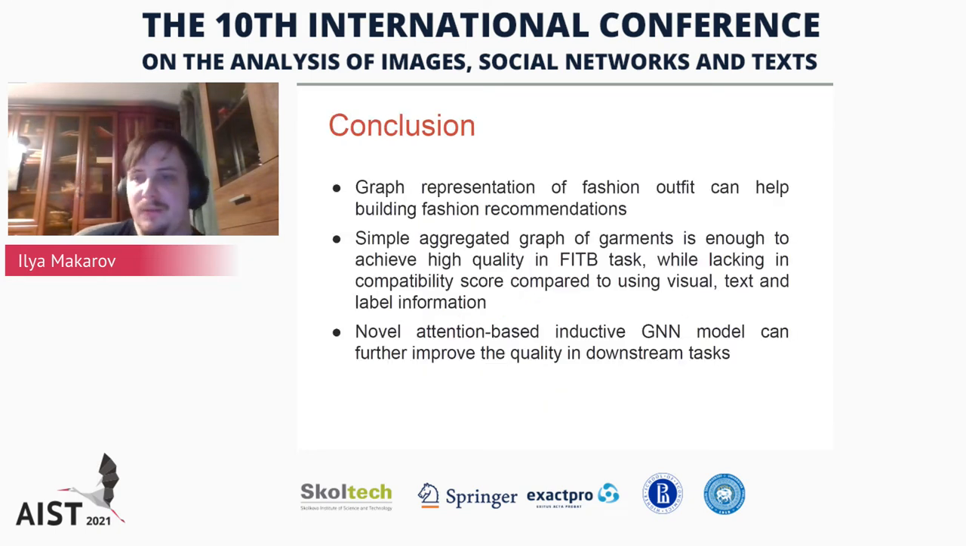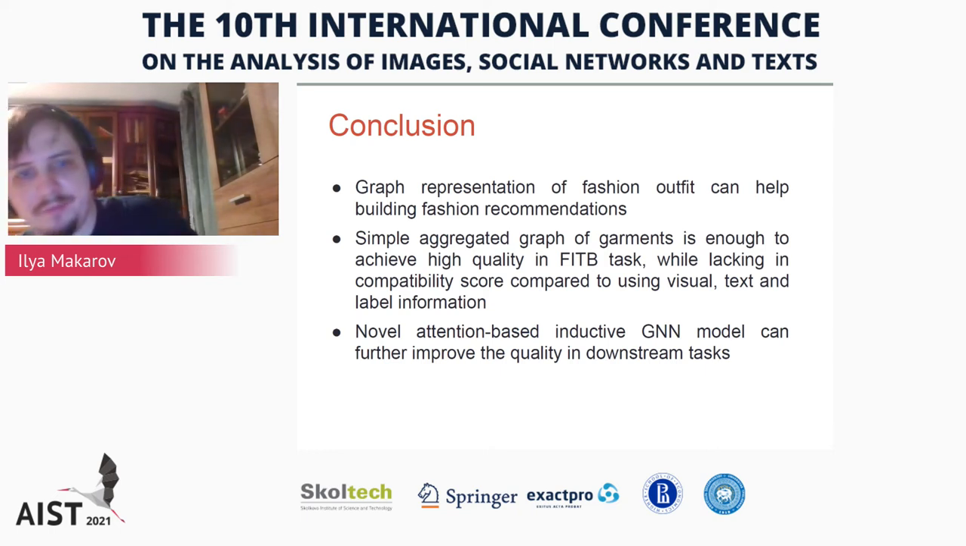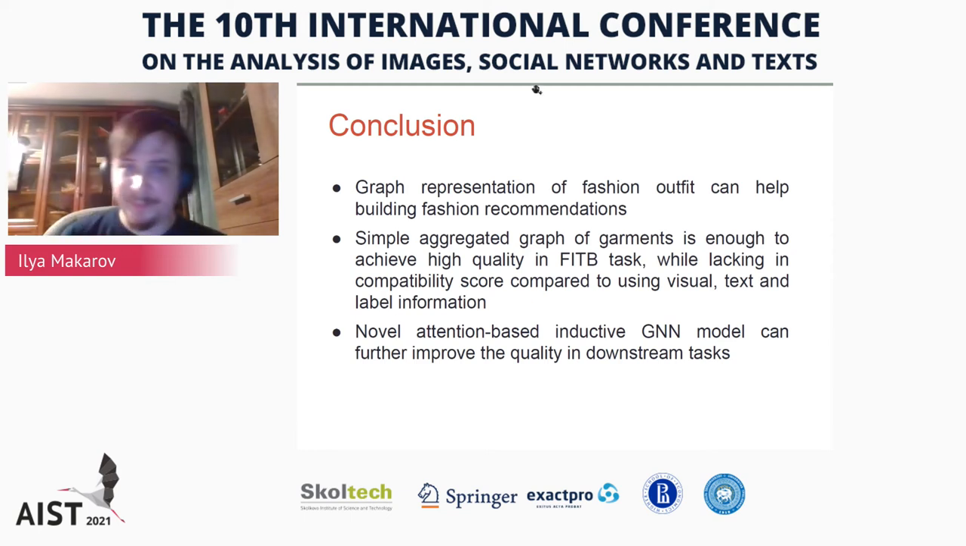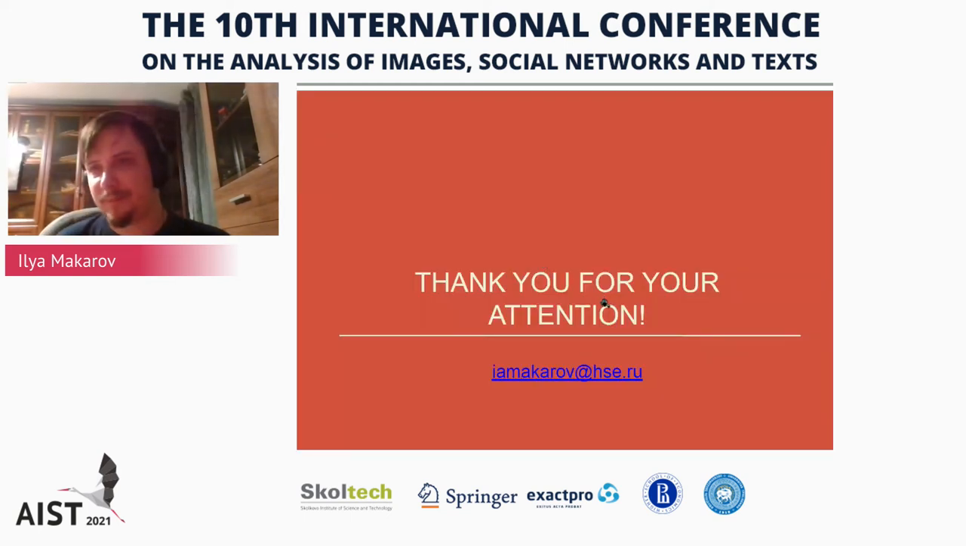So basically, as a conclusion for the first talk, we proved that graph representation of a fashion outfit can help build fashion recommendations. We didn't outperform on the task of compatibility scoring, but we showed that simply aggregating a graph of garments is enough to achieve high quality in the fill-in-the-blank task. And again, a novel attention-based inductive graph neural network can further improve the quality in downstream tasks. I would like to thank you for listening to the first presentation, and I'm ready to answer your questions.